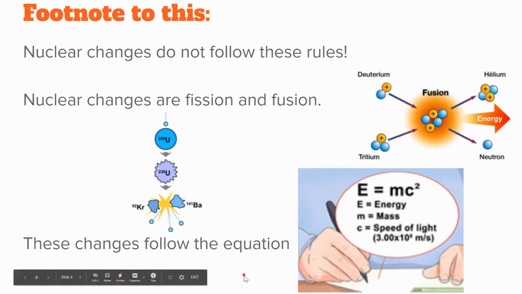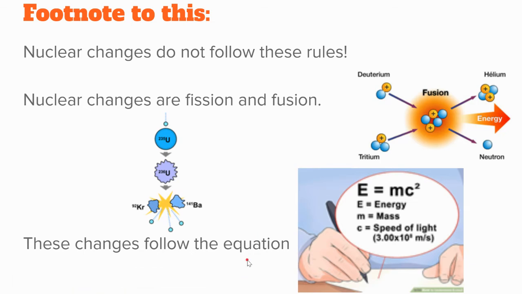So there is a little footnote to this. These changes are for our regular chemical reactions that follow this. When we have nuclear changes, they don't follow these rules. And so nuclear changes are things like fission and fusion. Okay, so fission, where we are splitting apart the nucleus of an atom, and we get a whole bunch of energy released, and fusion, where we are basically cramming two nuclei together to make a bigger nucleus, and then we get a lot of energy out.